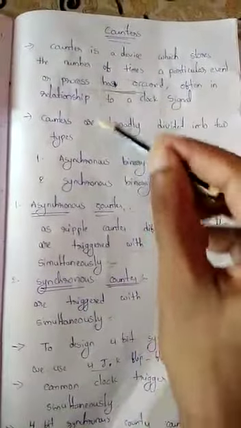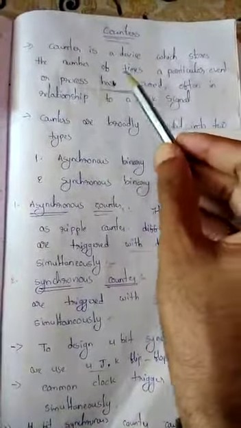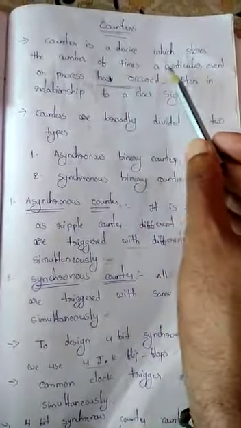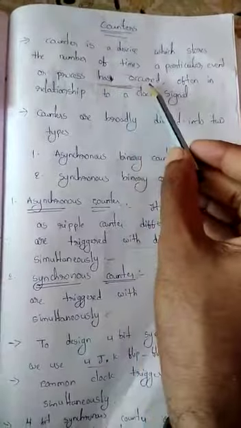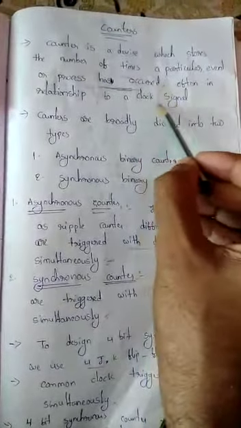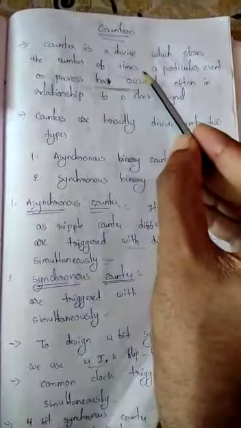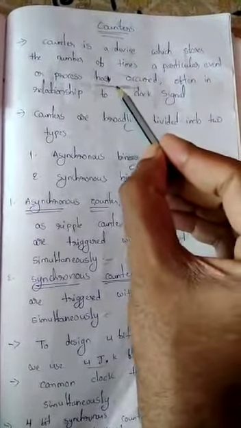Good morning students. Today we discuss counters. A counter is a device which stores the number of times a particular event or process has occurred, often in relation to a clock signal. So a counter is a device which stores the number of times a particular event or process occurred.